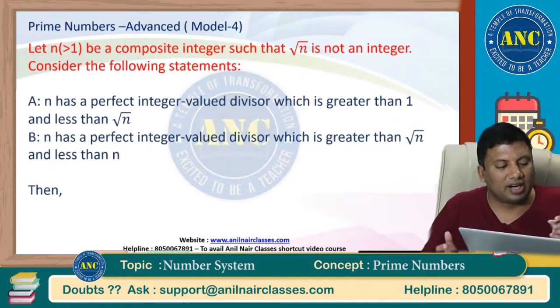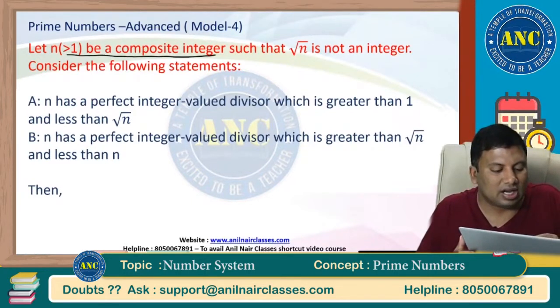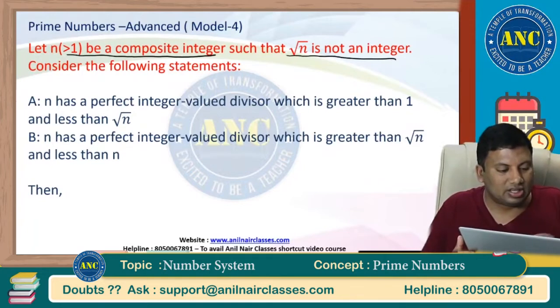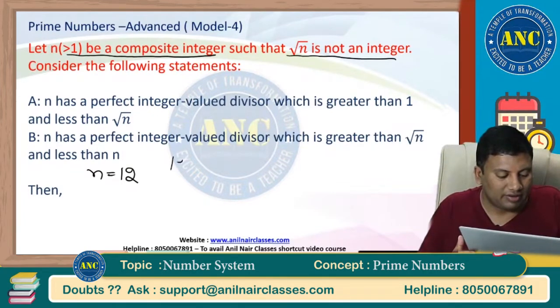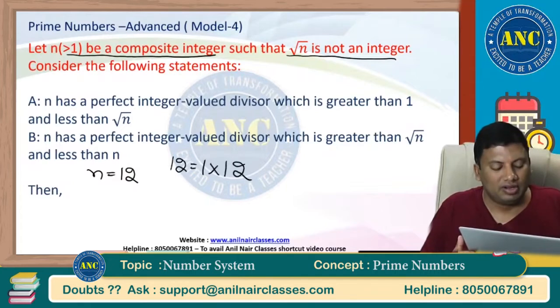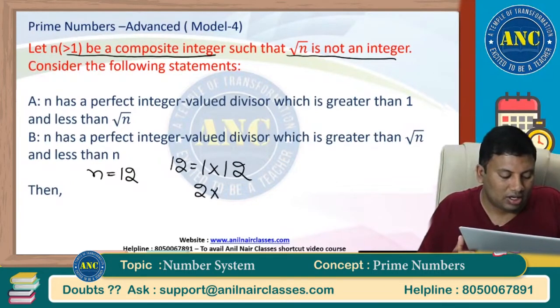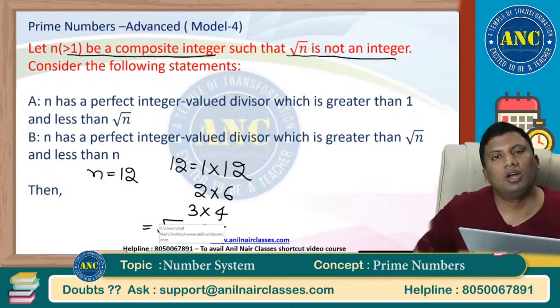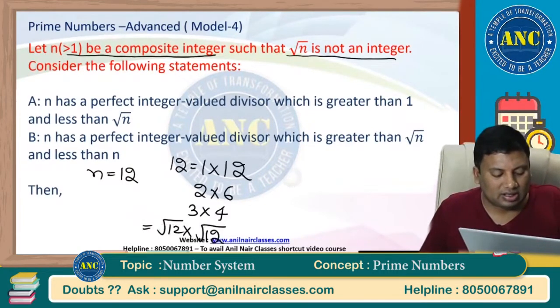Next, another variety of question. n is a composite integer. Root n is not an integer. Suppose let me take n equivalent to 12. 12 can be written as a product of two factors: 1 into 12, 2 into 6, 3 into 4. It can also be written as a non-integer, root 12 into root 12, which is nothing but 12.